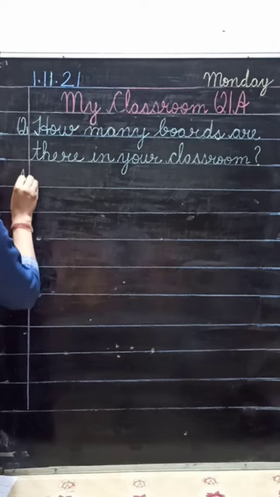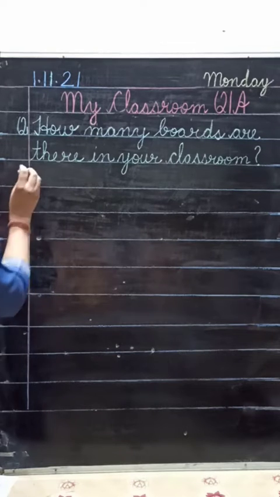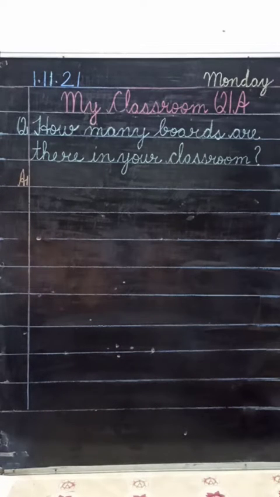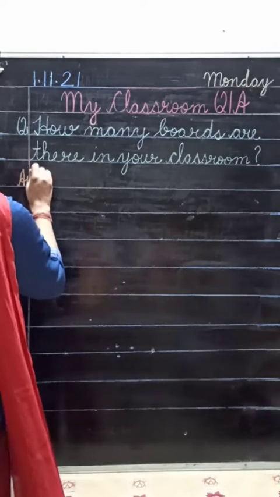Now write down first of all here A1. Now tell me, do you know how many boards are there in your classroom? Yes, there are 4 boards in my classroom. Very good. Write down beta.